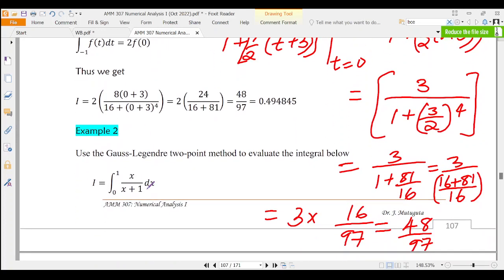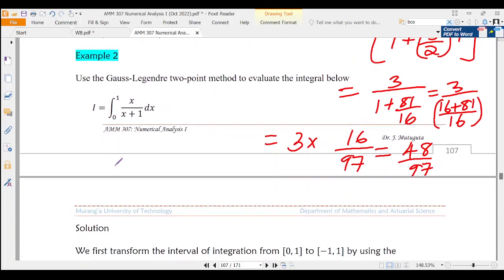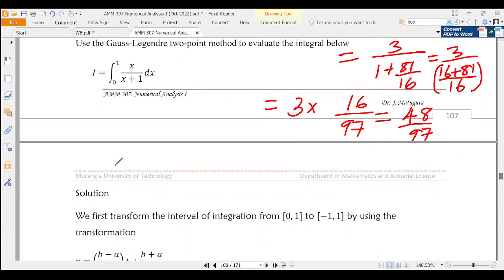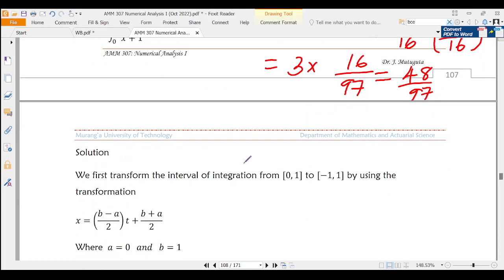We can have another example. We use the Gauss algebra 2-point method. You are given the integral here. Again, the limits are from 0 to 1. The intention, as per the formula, is that the limits of integration should be from minus 1 to positive 1. So again, we use the transformation here.